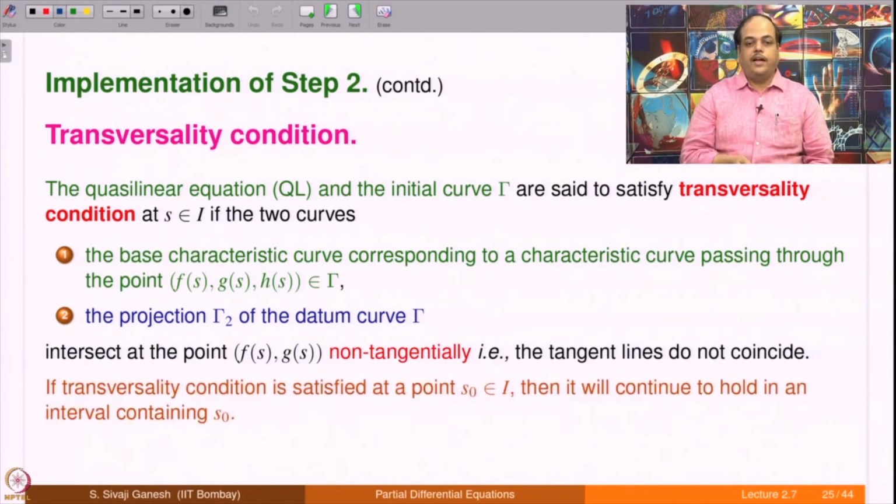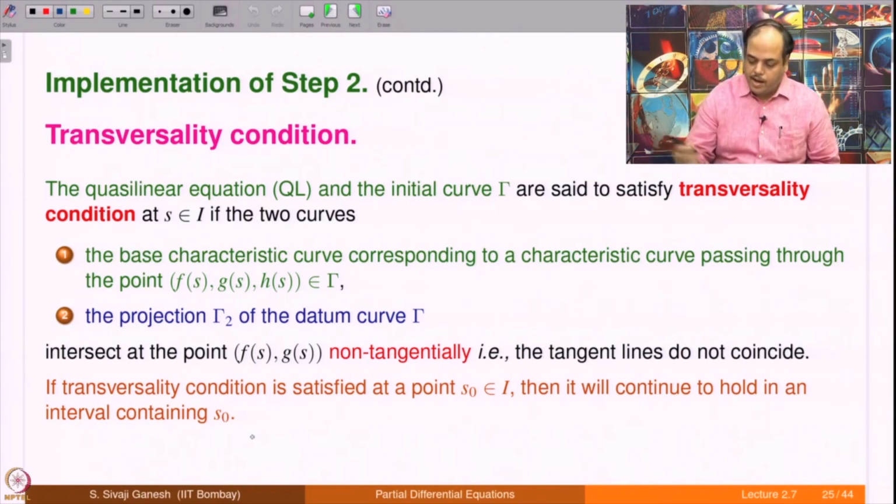If the transversality condition is satisfied at a point, then it will continue to hold in an interval containing s naught, because the transversality condition is the non-zeroness of a certain determinant, okay. And whatever is appearing inside the determinant are continuous functions of s. Therefore, if it is non-zero at some point, it will continue to be non-zero nearby that point, that is the reason.